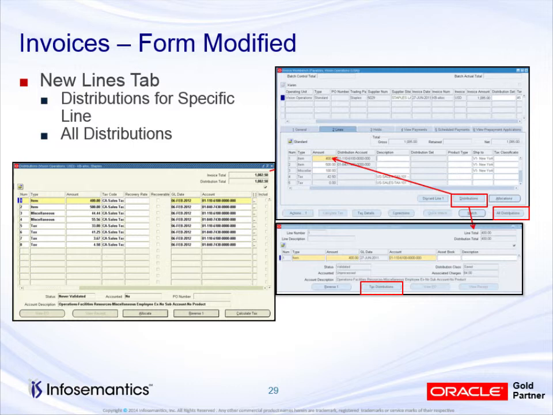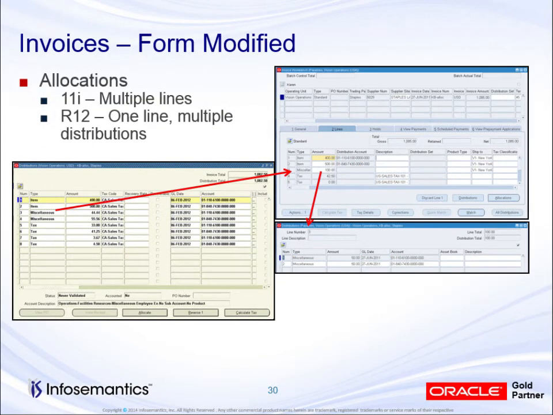As I mentioned, we have distributions and we have lines. Note in Release 12, to ease the burden, and also because a lot of lines only have one distribution, you still can, on the line tab, enter a distribution account. You don't have to go down to the distributions for your one line type entries. There is also an All Distributions tab, which allows you to see all distributions across all lines. So they kind of left you with the best of both worlds. Next slide.